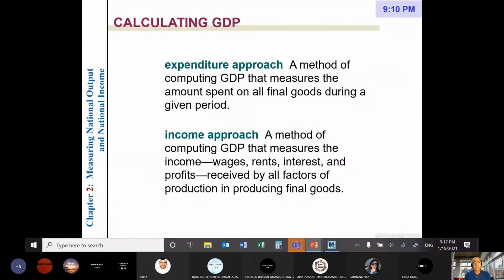Abdullah Shamsi. Yes, doctor. Go ahead. Income approach: a method of computing GDP that measures the income, wages, rents, interest, and profits received by all factors of production in producing final goods. Okay, so when we produce final goods within a year, we receive income. Income will be distributed among factors of production. Labor will take wages, capital will take a profit. So I will not go into the details. We have more than labor and capital.